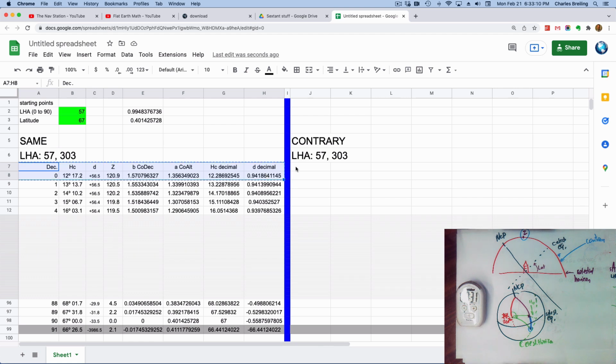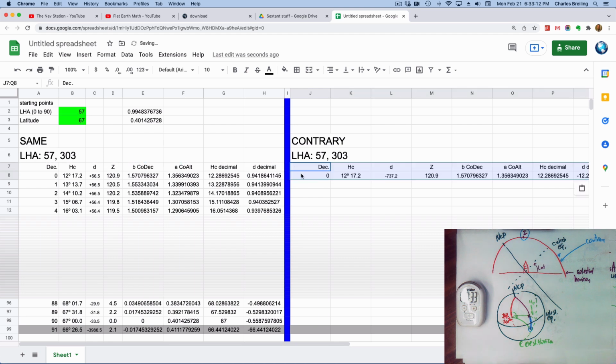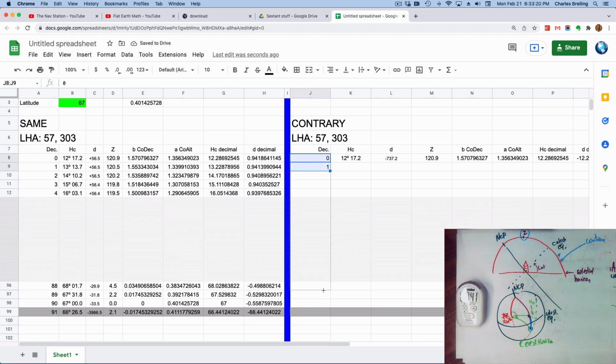So I'm going to copy that whole section. I'm going to paste it, and now I just need to put in my declination. So I'm going to do a fill down, again, all the way to 91 degrees, because I need to get that differential, that lowercase d. And I can't do the differential unless I go down to 91 degrees.